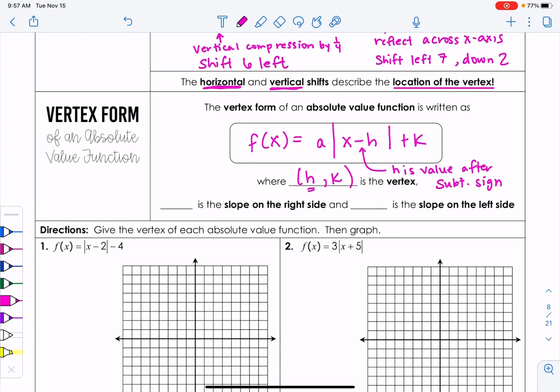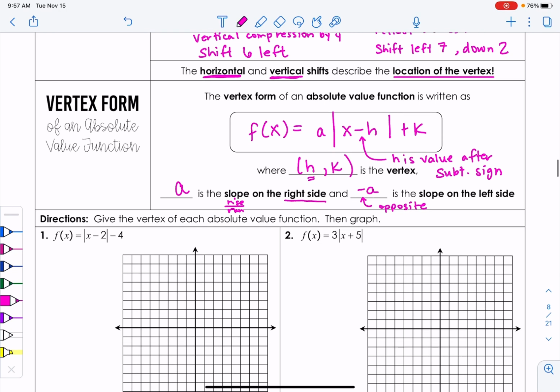Now, the a value in the very front is going to act as the slope. Think about a slope, a rise over run, but it's only going to the right side of the vertex. And a negative a, or the opposite of a, is going to be the slope on the left-hand side. So whatever a is will be the slope off to the right-hand side, and a negative a, remember negative is opposite of a, is going to be the slope off to the left-hand side.